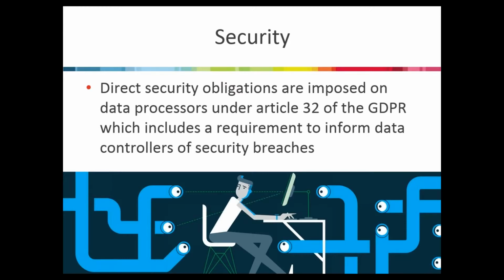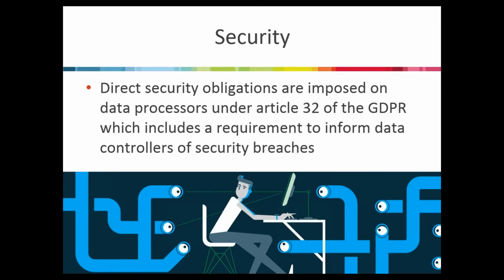Direct security obligations are imposed on data processors under Article 32 of the GDPR. This also includes a requirement to inform data controllers of security breaches. Security has always been on the radar of data processors, mostly because of Principle 7 under the Data Protection Act 1998, which is included in contracts between data controllers and data processors. There will no longer be simply a contractual remedy for data controllers against data processors. Rather, now there'll be an obligation direct on data processors to ensure that their systems and their services are secure.